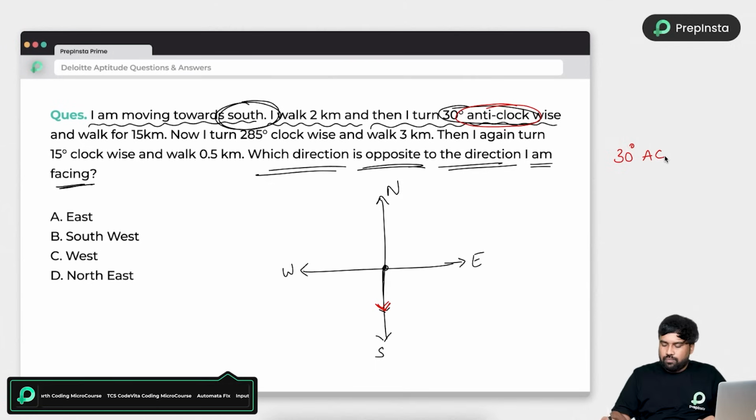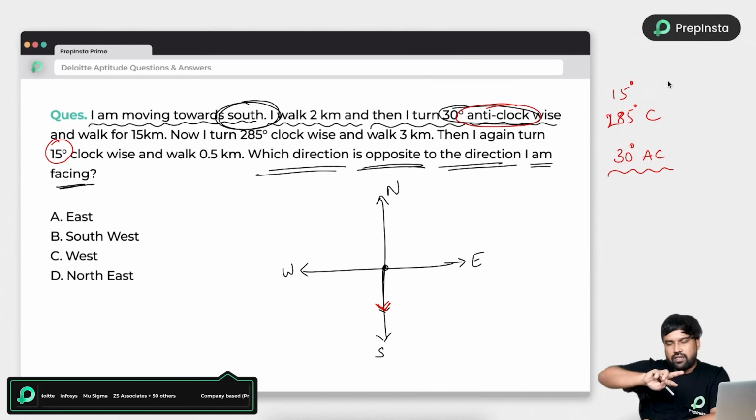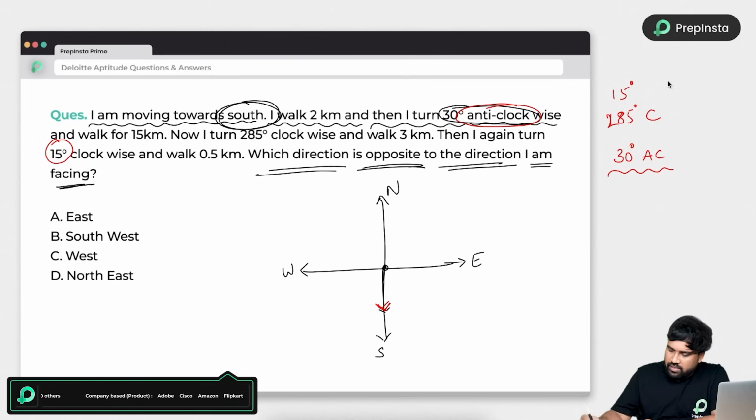Many people will do moving forward, moving backward, anti-clockwise, clockwise, turning and everything. They will waste a lot of time and end up with a confused answer. Here is the best and simple shortcut. Write down all anti-clockwise and clockwise degrees: 30 anti-clockwise, and 285 clockwise and 15 clockwise.